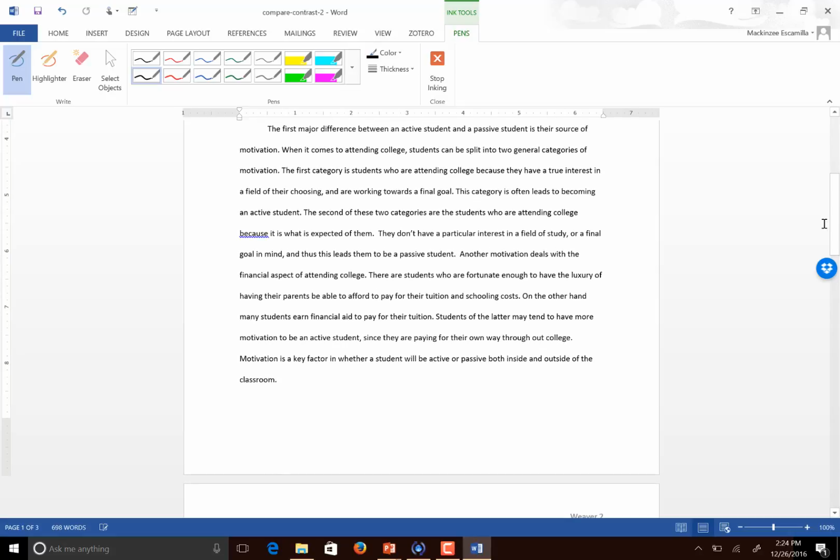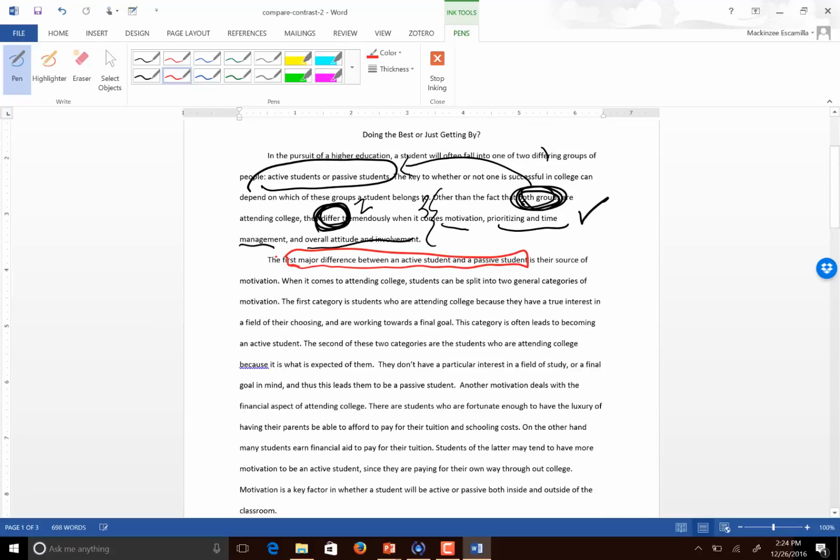Then in her body paragraph, the topic sentence for each of her body paragraphs reminds us of the thesis. Difference between an active and a passive student. So this part reminds us of the thesis, and this part, source of motivation, tells us what this paragraph is going to be about. All right, and she concentrates on one particular point per paragraph. So remember, a topic sentence has to do both. It has to remind the reader of the thesis and tell the reader what the paragraph is going to be about.